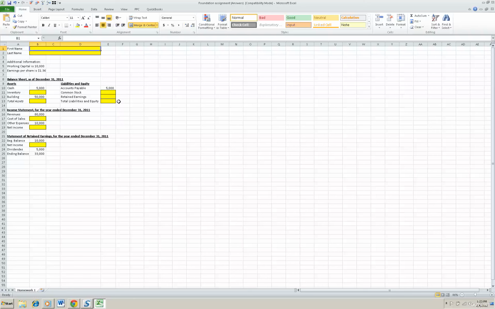First, whenever you have an Excel spreadsheet or a problem, always write your name at the top. And then next, let's get ready to solve this problem. It looks overwhelming because there's just so many variables that are missing.